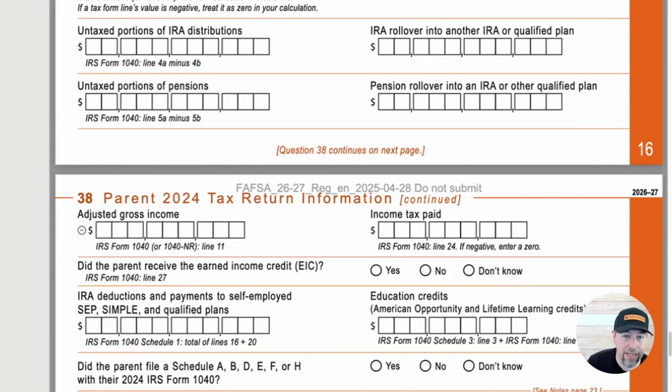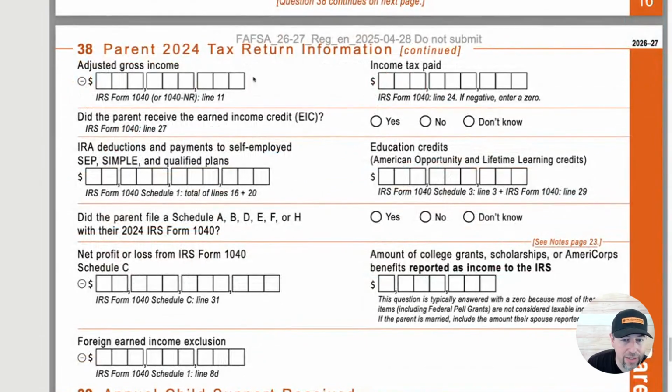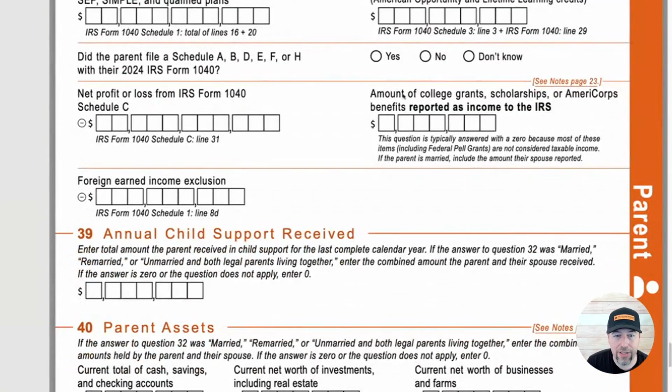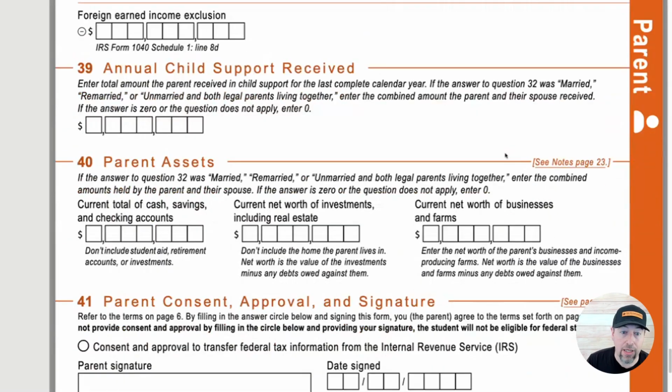So it's going to have your income from work, tax exempt interest, IRA distributions, IRA rollovers, pensions, pension rollover, get to your adjusted gross income, income tax paid, earned income tax credit, IRA deductions, education tax credits that were claimed. Did you file any of the other forms? Profit or loss from a business, amount of grants and scholarships that were reported to the IRS. Because remember, scholarships can be taxable, specifically if they're used for housing and room and board, foreign earned income, child support received. This is the child support that you received in the last complete calendar year.